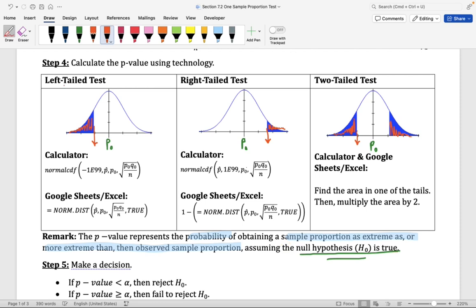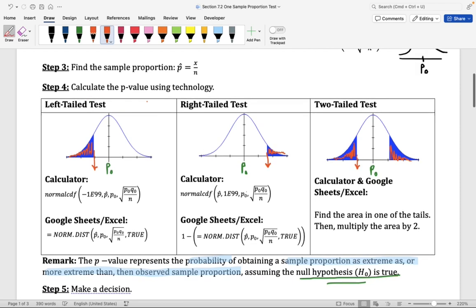If you're conducting a left tail test, when you find p hat in step 3, you're going to notice that your p hat is on the left-hand side of p naught. So your p hat is going to be somewhere here. In this case, you're finding the probability of a sample proportion being less than your p hat. Now, recall that this distribution is a normal distribution, so we're going to be using the normal CDF function on the calculator and the norm.dist on Google Sheets and Excel.